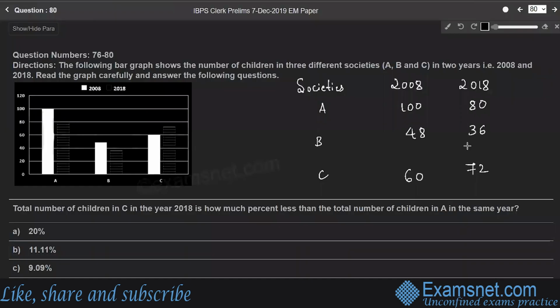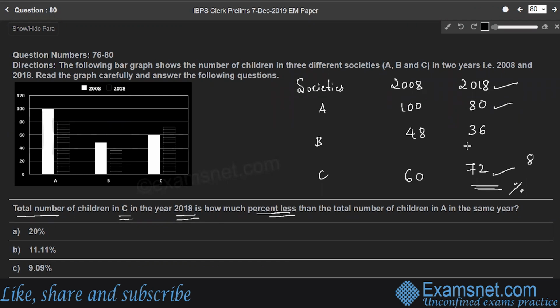Question 80. Total number of children in C in the year 2018 is how much percent less than the total number of children in A in the same year? That is, in 2018, there are 80 children in A and 72 in C. So, 8 children are less in C. Right? Compared to A, 8 children are less in C. So we have to find the percentage value of that.